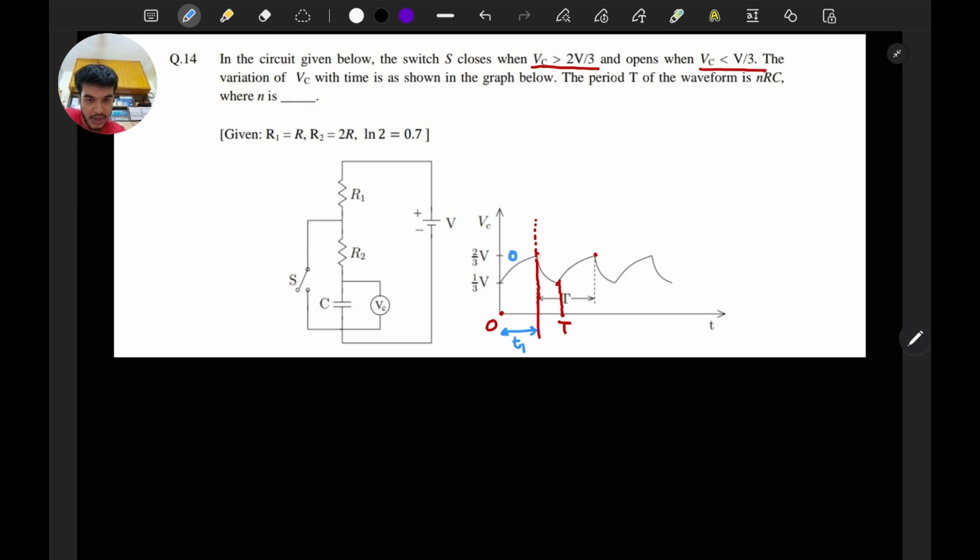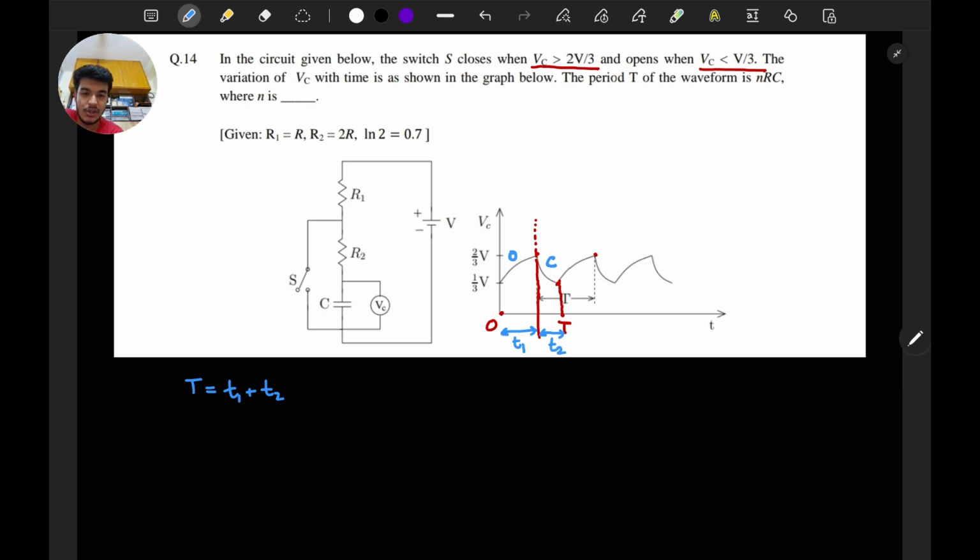And just at the moment when VC comes to 2V by 3 and it starts to increase, the switch becomes closed. Now, due to discharging of the capacitor, the voltage could not increase more than 2V by 3, and thus it starts to decay. Let us say that the discharging period is of time t2. So the time period is basically equal to t1 plus t2.